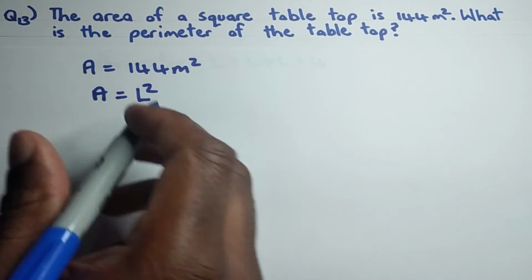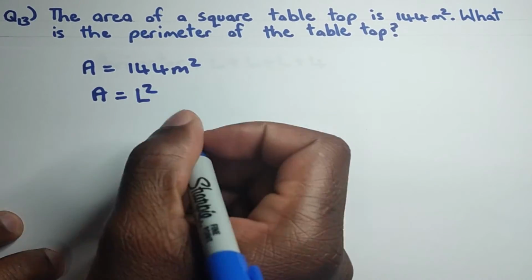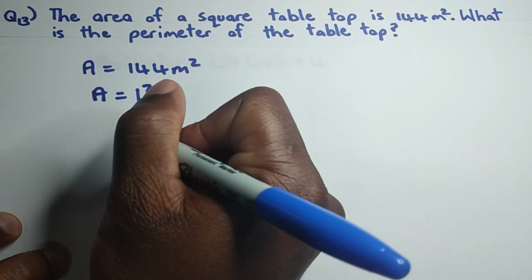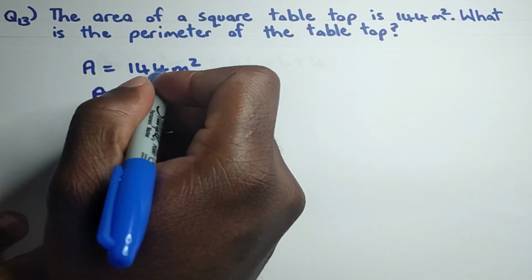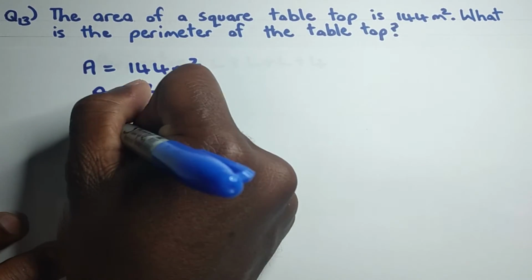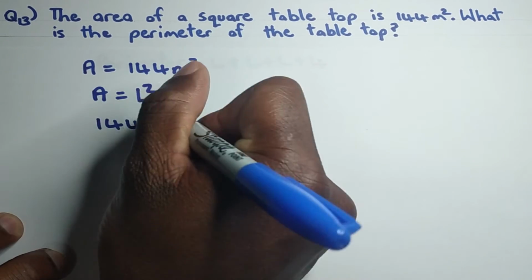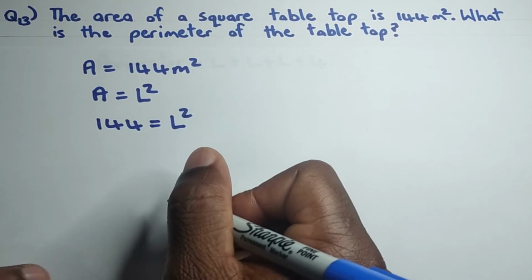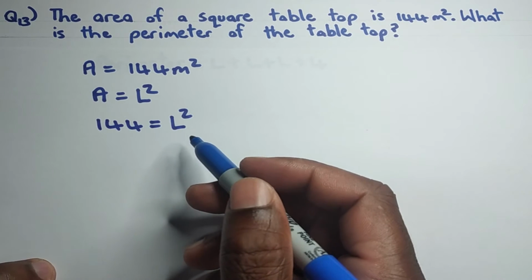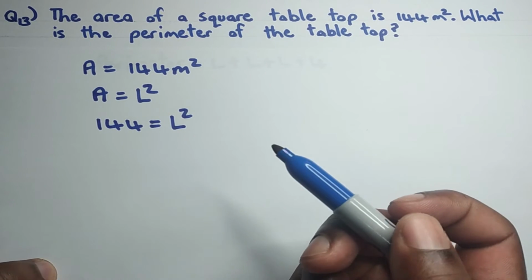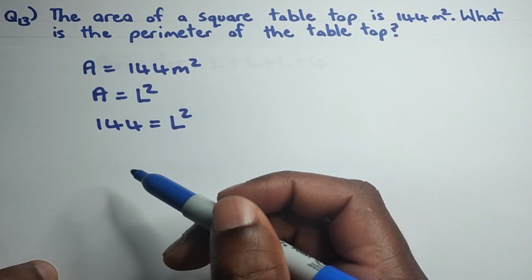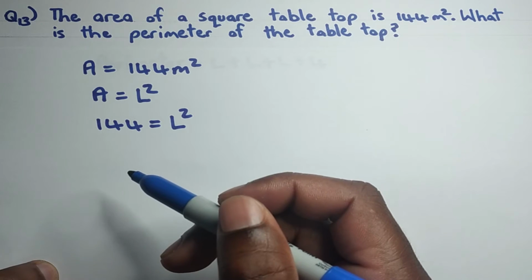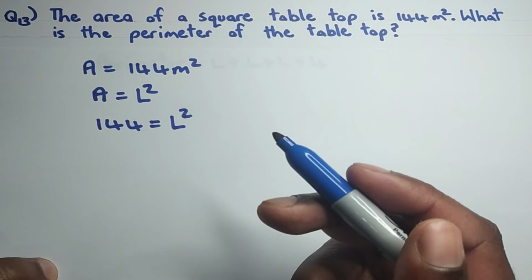So being that they have given us the area, we know what A represents. A is the same thing as 144. So I can replace the A with 144, and that is equal to the length squared. Now, we are required to transpose this. The key thing about transposition, once you want to get rid of something, you are required to do the opposite of that thing.